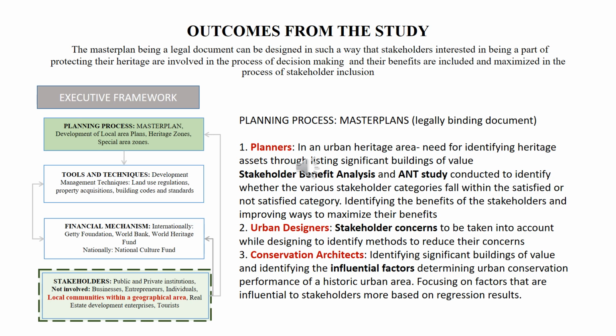So as part of the planning process, the planners involved in the development of the master plans in an urban heritage area need to identify the heritage assets through listing significant buildings of value. And a stakeholder benefit analysis and an actor network theory study need to be conducted to identify whether the various stakeholder categories fall within the satisfied or not satisfied category, identifying the benefits of these stakeholders and improving ways to maximize their benefits.